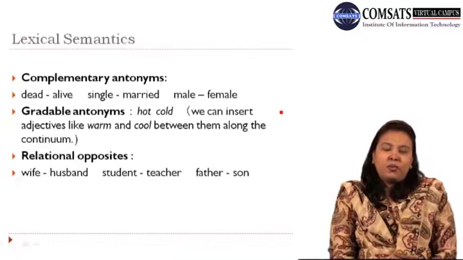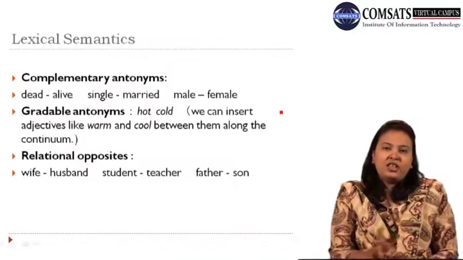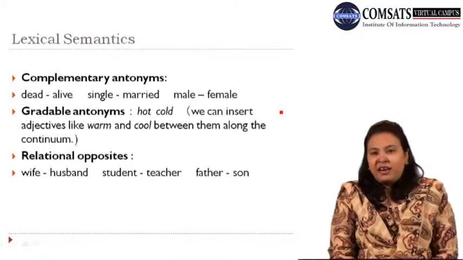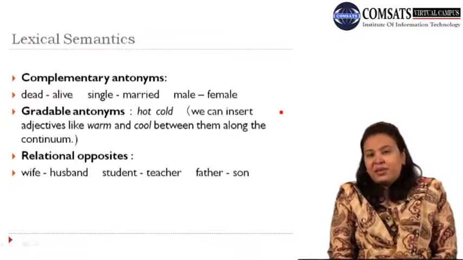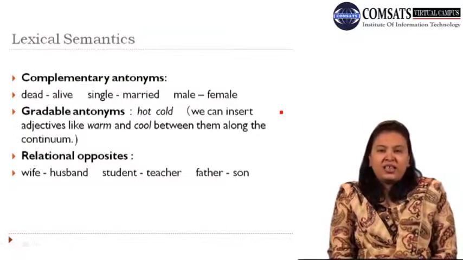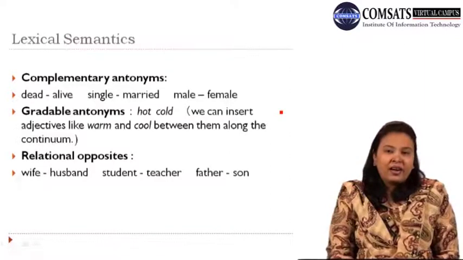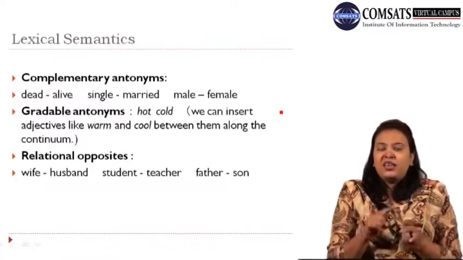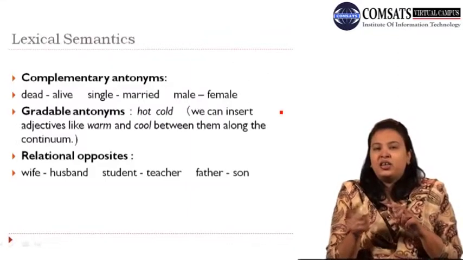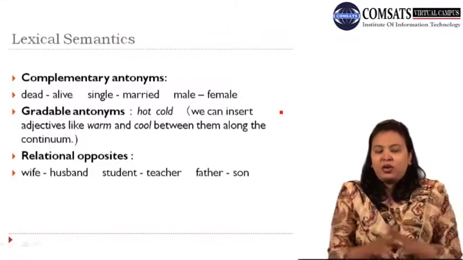Complementary antonyms are antonyms which complement each other. Dead: something is dead when it is not alive, and when something is alive, it is not dead. Single, married: if you are single, it means you are not married, and if you are married, it means you are not single. So both meanings complement each other, and they are known as complementary antonyms.